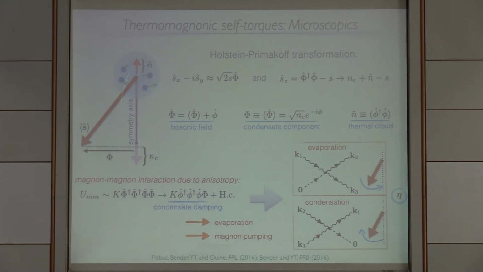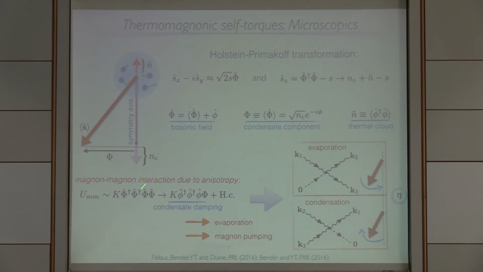Okay, and so in this fashion, both coherent and incoherent, everything is treated on equal footing. Everything is derived from the same microscopic Hamiltonian. The key piece in constructing the coupling between the cloud and the condensate is the magnon-magnon interaction due to this anisotropy, either easy axis or easy plane. K parameterizes the strength of that anisotropy; depending on the sign, it's easy axis or hard axis.